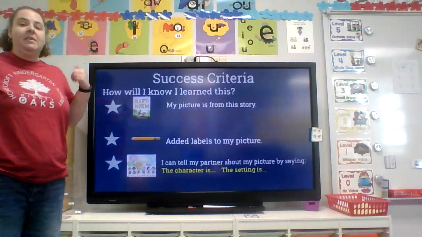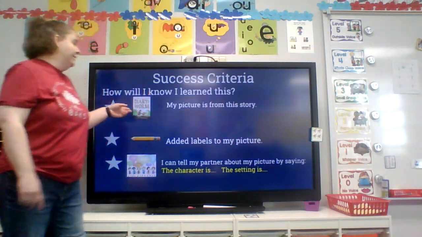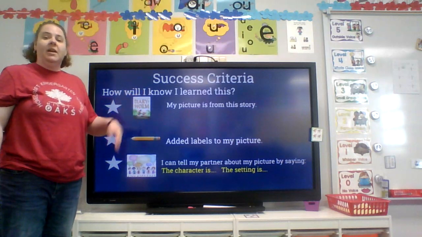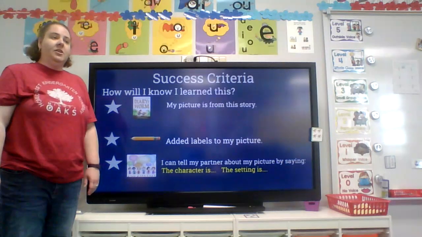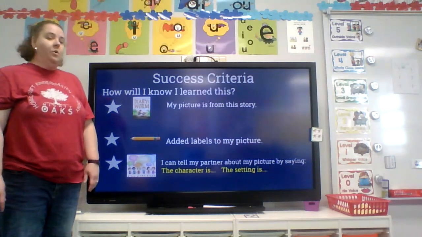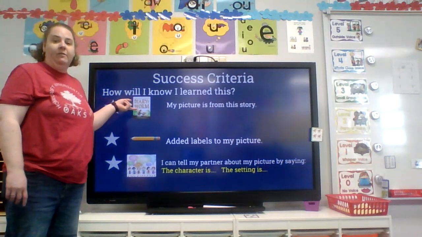How am I going to know if I did my job today? Well, it's my picture from the story, Diary of a Worm. So are we going to use our story? Are we going to draw a picture from last week's story, Plants Feed Me? No, we're not. Are we going to draw a picture from our story, Planting Seeds? No, it's going to be from what story? That's right. It's going to be from the Diary of a Worm.